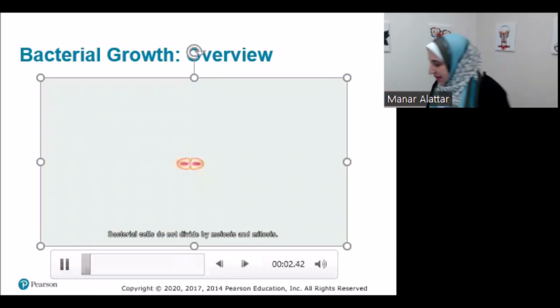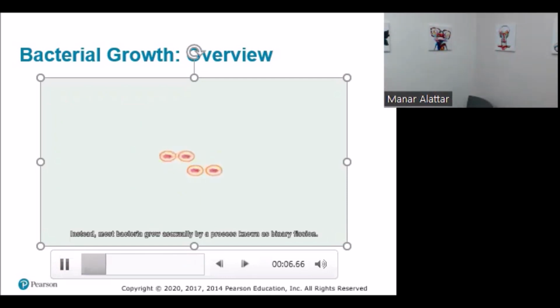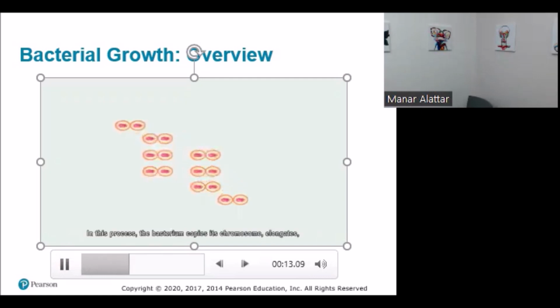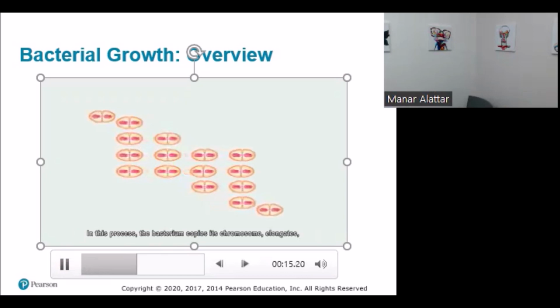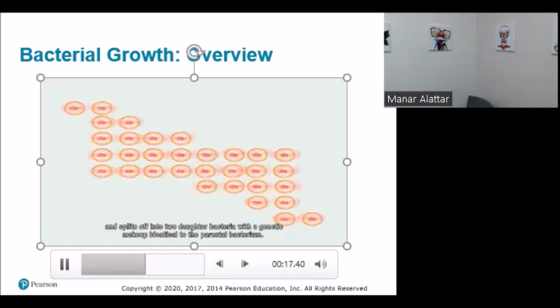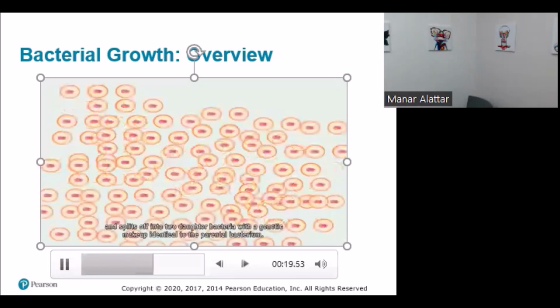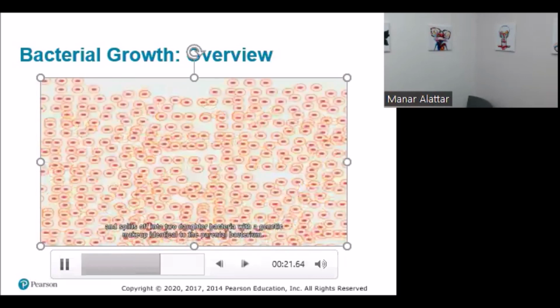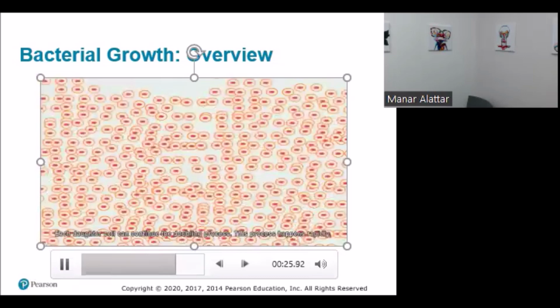Bacterial cells do not divide by meiosis and mitosis. Instead, most bacteria grow asexually by a process known as binary fission. In this process, the bacterium copies its chromosome, elongates, and splits off into two daughter bacteria with a genetic makeup identical to the parental bacterium. Each daughter cell can continue the doubling process. This process happens rapidly, so the number of bacteria present in a solution can increase very quickly.